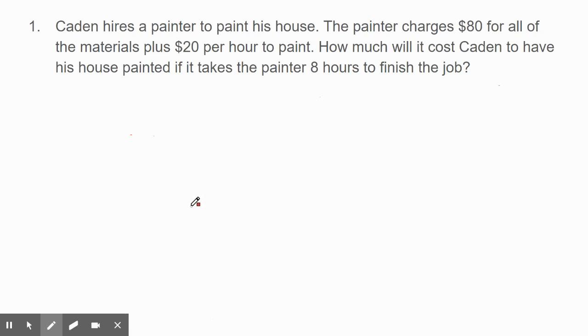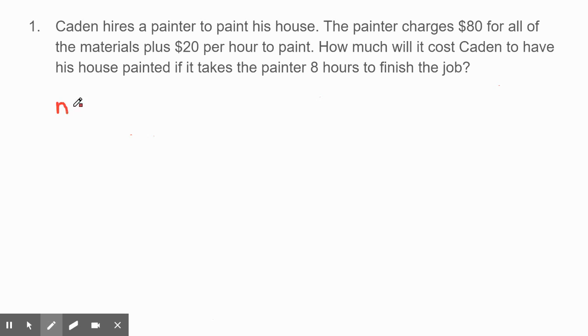So Caden hires a painter to paint his house. The painter charges $80 for all of the material plus $20 per hour to paint. How much will it cost Caden to have his house painted if it takes 8 hours to finish the job? All right. So now this is not a 2-part question. This is just almost like a test-like question.